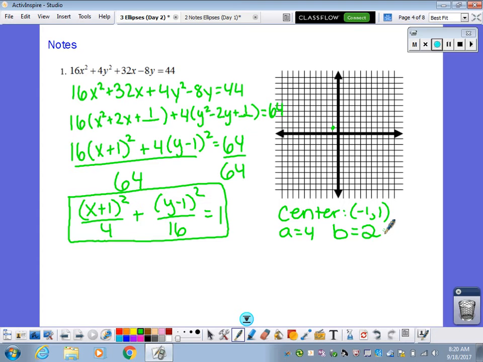So what this tells us is, since our bigger number is underneath our y, we know that this is going to be a vertical ellipse. So what we're going to do is go up 4 and down 4. 1, 2, 3, 4. 1, 2, 3, 4. We're going to go right and left 2. 1, 2, 1, 2. And our ellipse is going to look something like this.